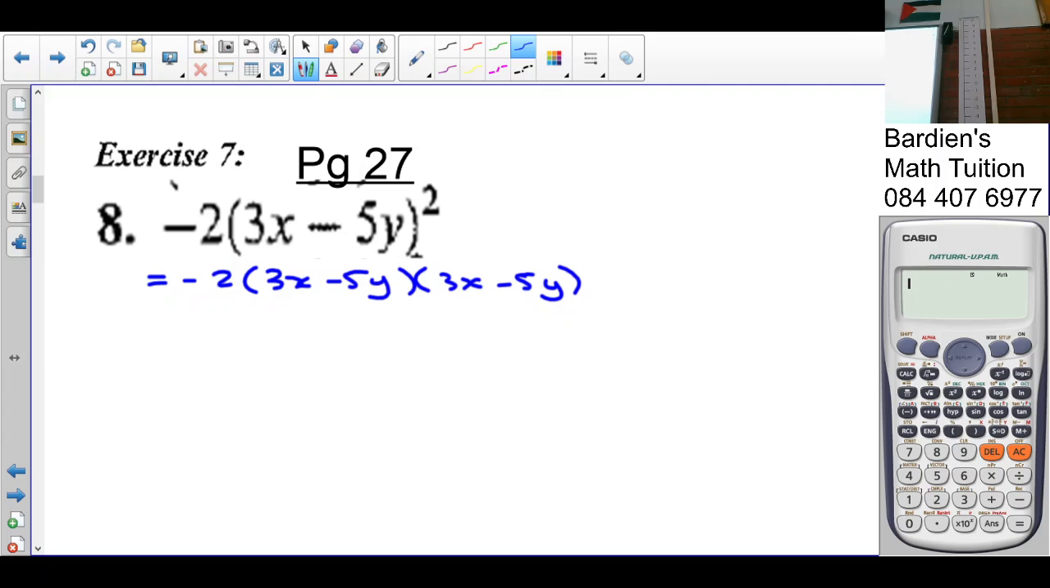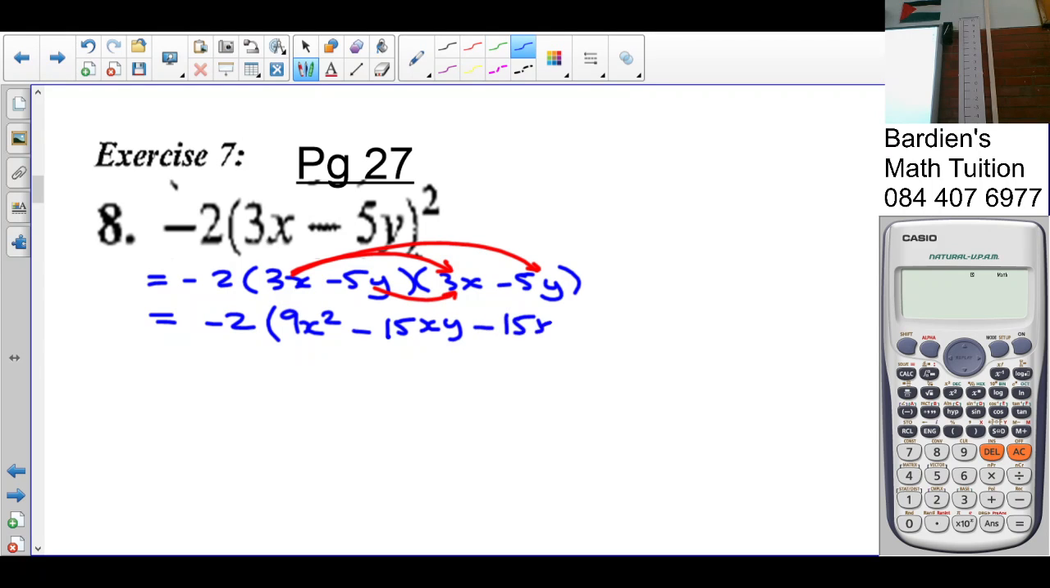So very importantly at this point, we are going to multiply the brackets up. So what we're going to have is negative 2, open a bracket. 3x times 3x is going to give you 9x squared. 3x times negative 5y, negative 15xy. Negative 5y times 3x, negative 15xy. Negative 5y times negative 5y is of course positive 25y squared.